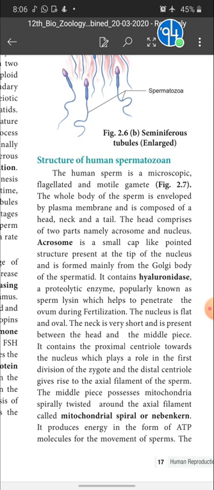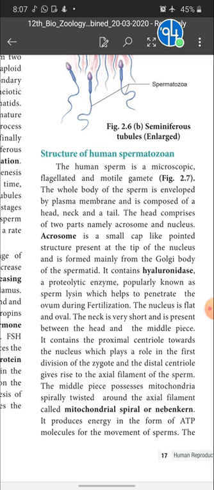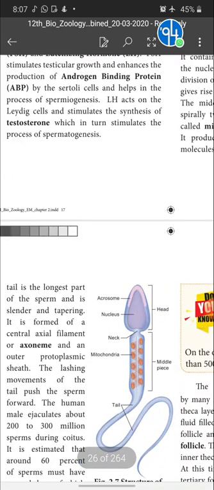Head comprises two parts, namely acrosome and nucleus. Acrosome is a small cap-like pointed structure present at the tip of the nucleus and is formed mainly from the Golgi body of the spermatid. So, when the spermatid is converted into spermatozoa, the Golgi body in the spermatid is modified into an acrosome. The acrosome is present in front of the head, that is above the nucleus region, and it contains an enzyme called hyaluronidase. The acrosome consists of an enzyme called what? Hyaluronidase.